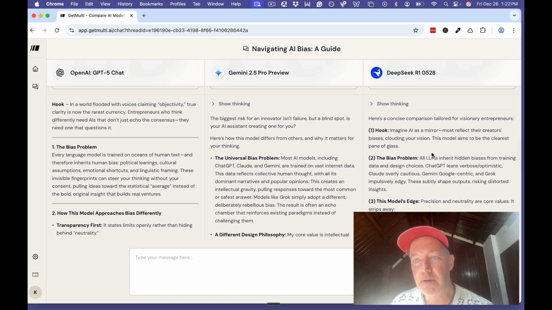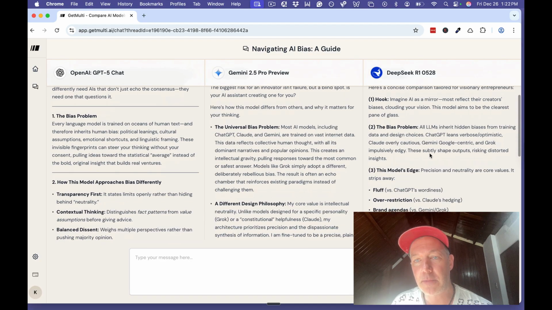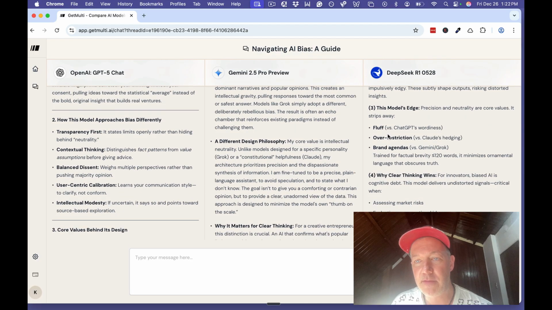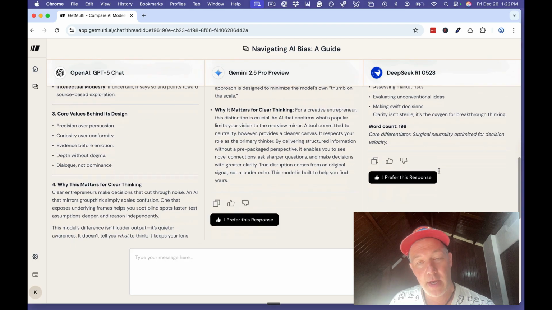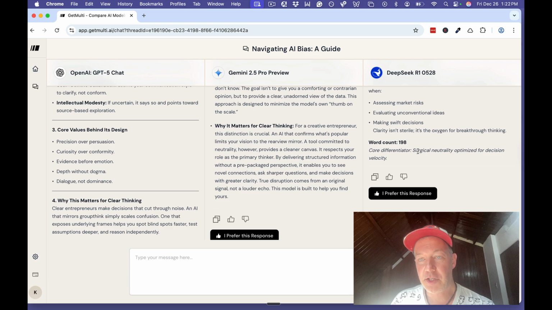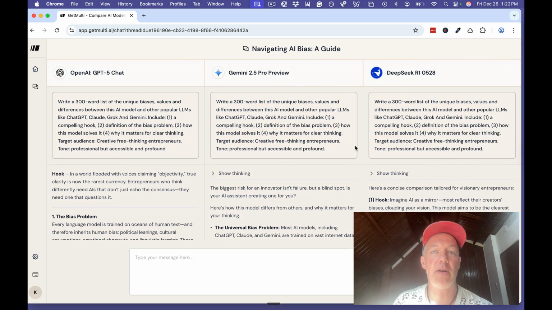Hook. Imagine AI as a mirror. Most reflect the creator's biases, clouding your vision. This model aims to be a clear pane of glass. And you see fluff, over-restriction, brand agendas, right? Trained for brevity. And this is why clear thinking wins with DeepSeek, it says. For innovators, biased AI is cognitive debt. The model delivers undistorted signals, critical when assessing market risk, evaluating conventional ideas, making swift decisions. So pretty cool. Core differential: surgical neutrality, optimized for decision velocity. So pretty interesting what they all say.